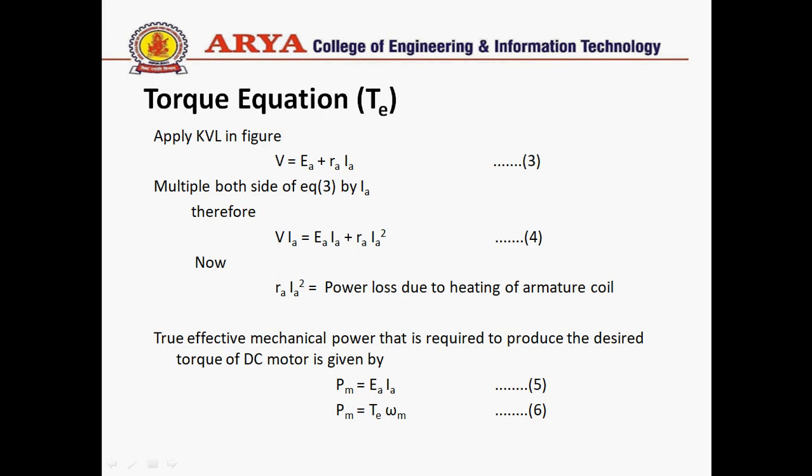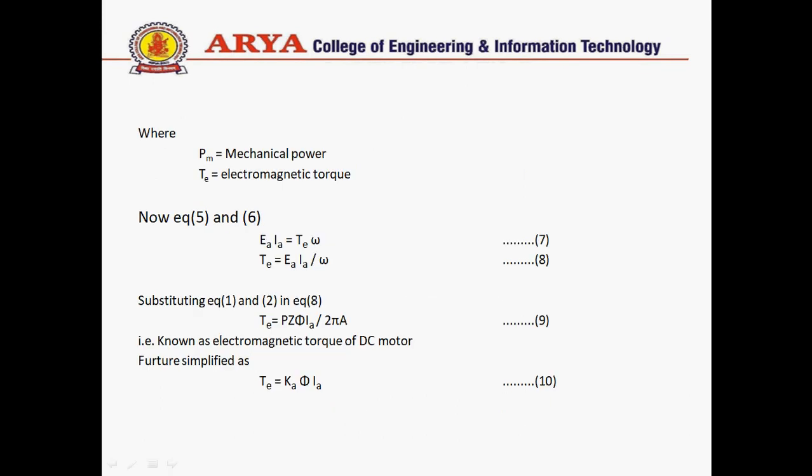In these equations, the armature resistance times armature current squared is the power loss due to the heating of the armature coil. The effective mechanical power which is produced for the desired torque of the DC motor is given by PM equal to EA into armature current, and the effective torque is T omega m. Here PM is the mechanical power and T is the electromagnetic torque.